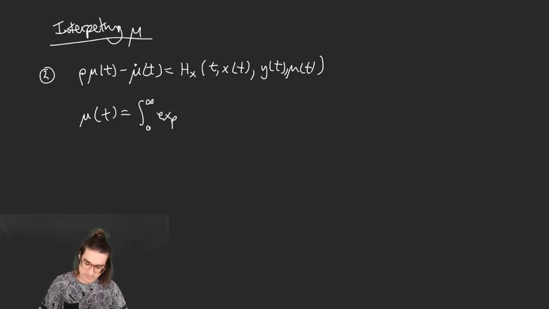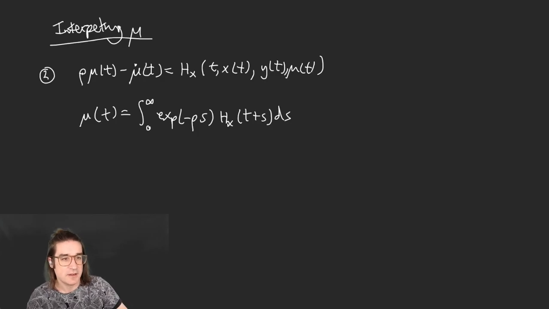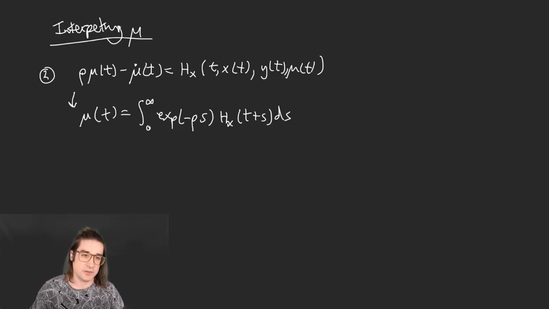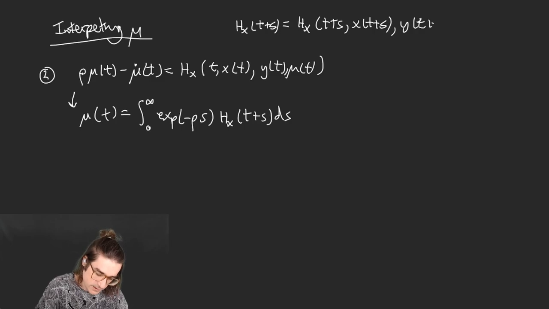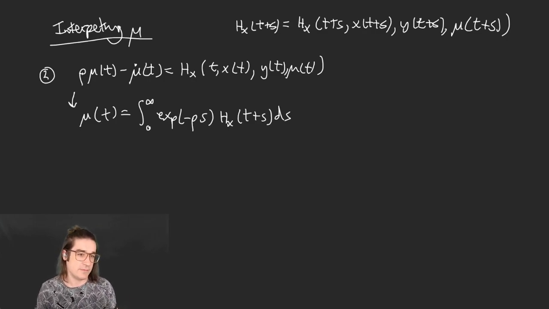You can express this like this, rho s h, in the notes I have h hat, but I'm just going to write h, t plus s. What I'm saying is actually kind of the solution to this in some sense, although it's not a solution because it's recursive. Here I'm writing h of t plus s. In truth, h_x of t plus s is equal to h_x of t plus s, x of t plus s, this whole thing, and importantly, mu of t plus s. So it's still a recursive kind of equation, but it's not untrue.